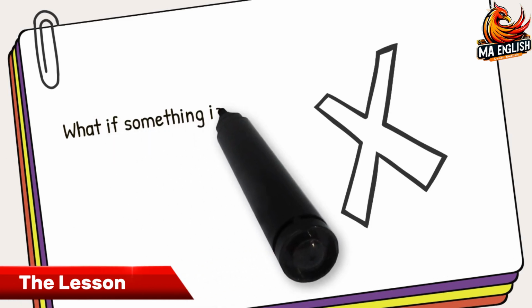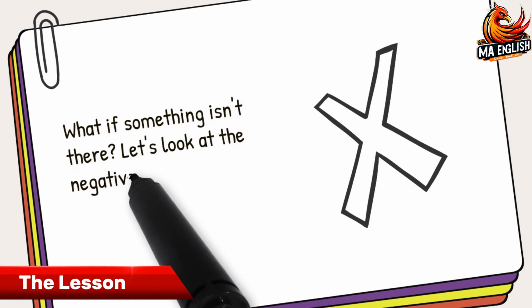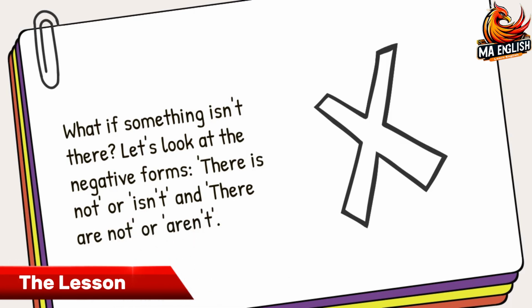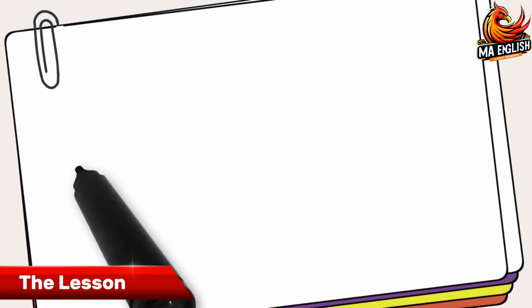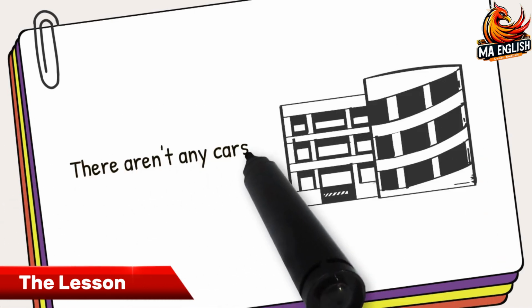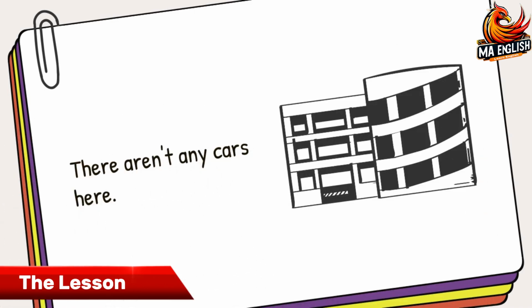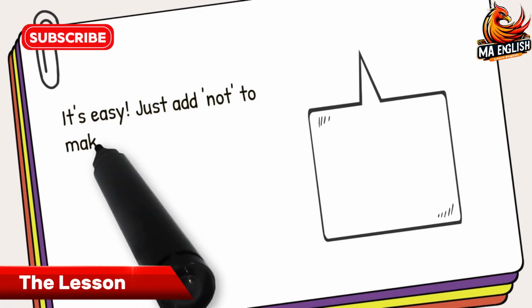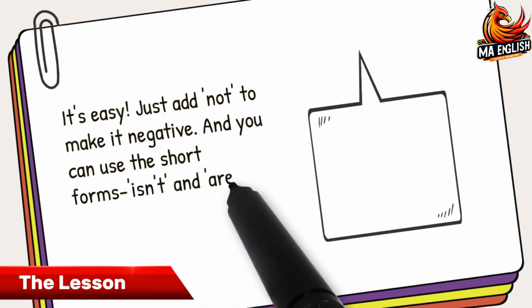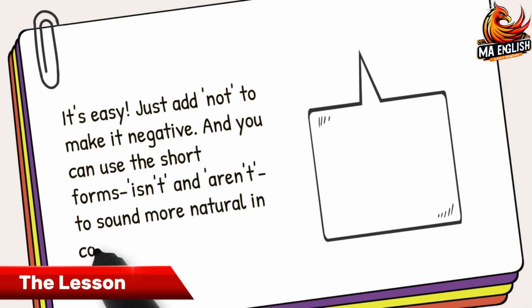What if something isn't there? Let's look at the negative forms. There is not or isn't, and there are not or aren't. There isn't any milk left. There aren't any cars here. It's easy. Just add not to make it negative. And you can use the short forms isn't and aren't to sound more natural in conversations.